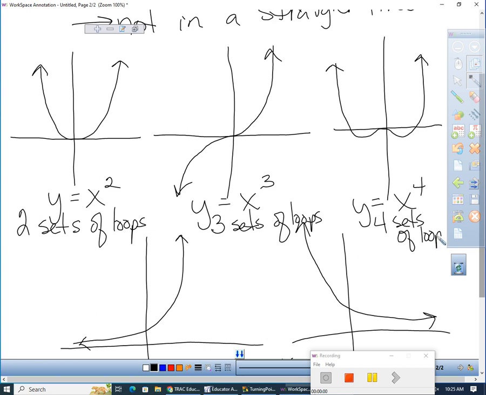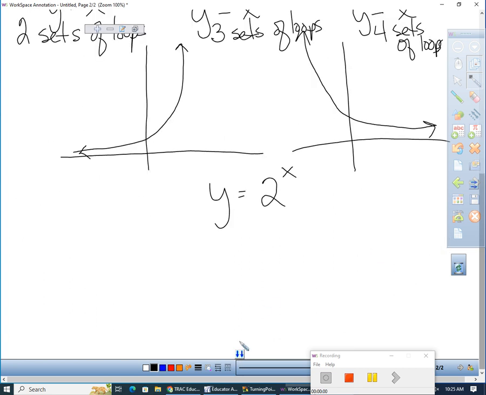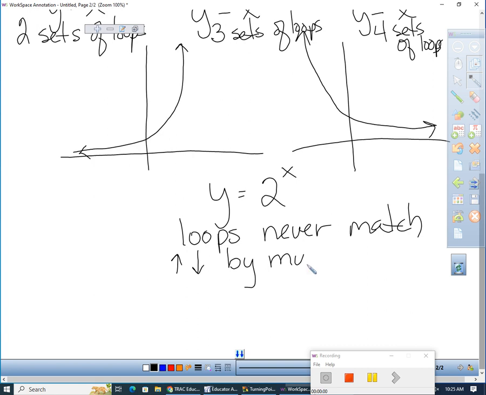All right. So let's talk about the exponential one. Gentlemen, exponential. The loops never match. And it is increasing or decreasing by multiples. So this is a special one that you're going to see today, which we're going to talk about. But I want to start with the first 3 first. Just put a curve and you're fine. All right. So here's how I want to explain it.